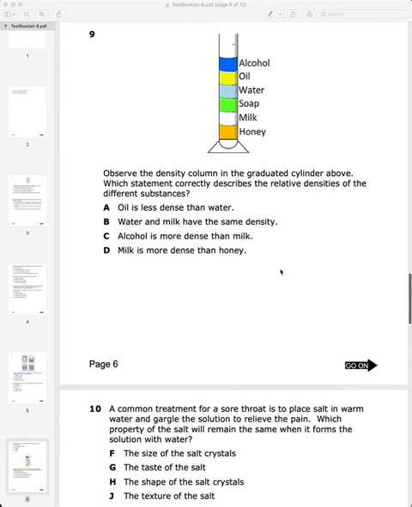Number 9. Observe the density column in the graduated cylinder above. Which statement correctly describes the relative densities of the different substances? A. Oil is less dense than water. B. Water and milk have the same density. C. Alcohol is more dense than milk. D. Milk is more dense than honey.